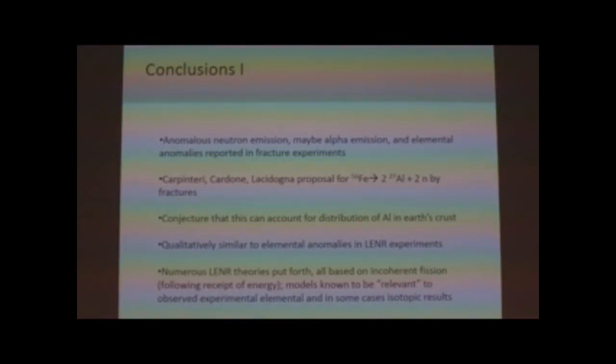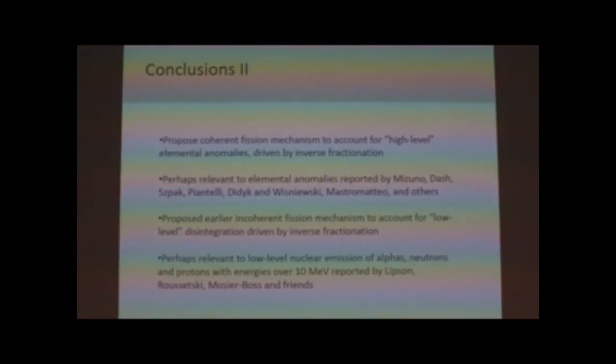So, conclusions. We've got anomalous neutrons, maybe alphas, and elemental anomalies in fracture experiments. We've got a conjecture for a lattice-induced fission reaction. Again, there are issues with this. And a conjecture that this has to do with the correlation of aluminum fractures in the Earth's crust, qualitatively similar to LENR experiments. There are many theories around, but they're incoherent theories, so in my view they can't be relevant.